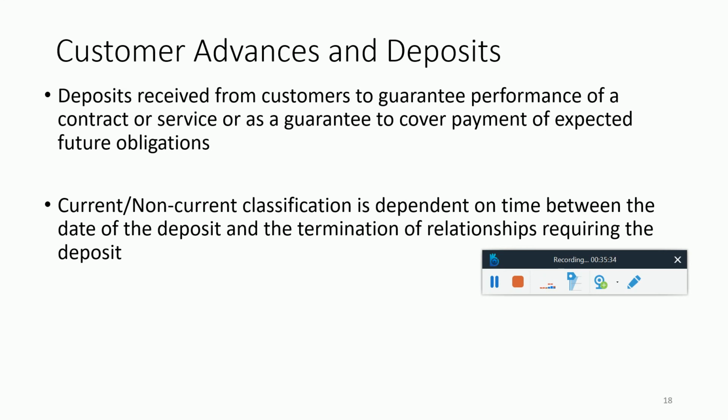Now, whether or not a customer advance or deposit is considered current or non-current depends on how much time is between the date of the deposit and the termination of the relationship requiring the deposit. So that really gets to when is the date of your event, right? If the date of your event is within the next year, then it'll be current. If it's not until 2 years from now, then it'll be long-term.